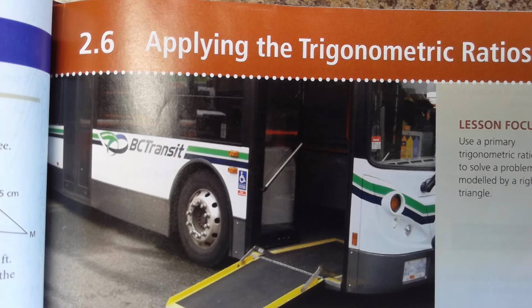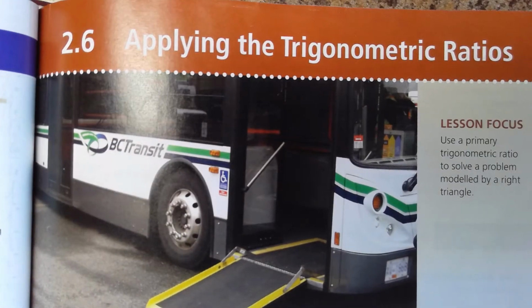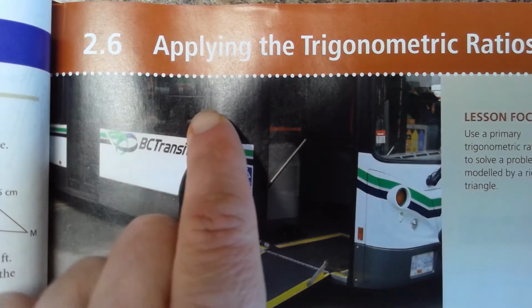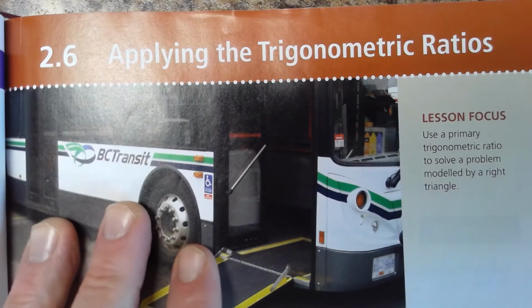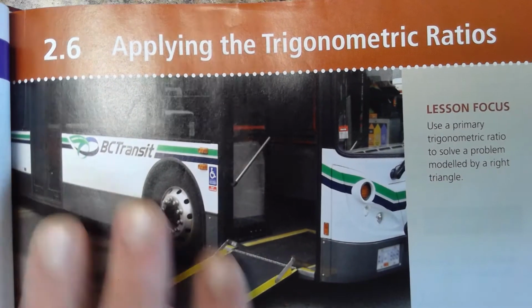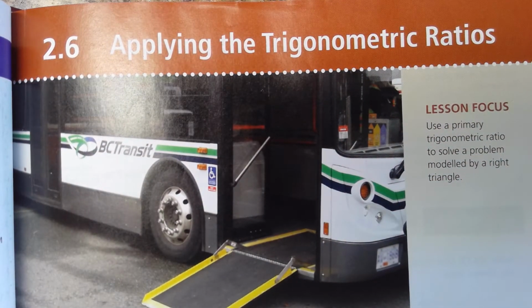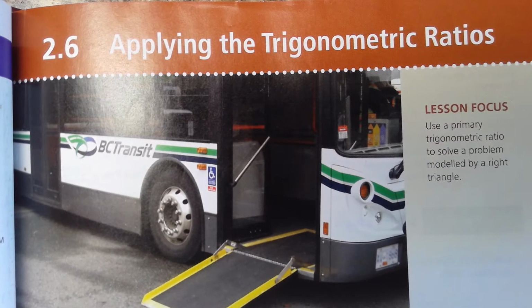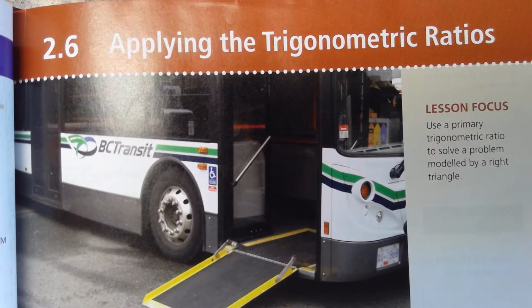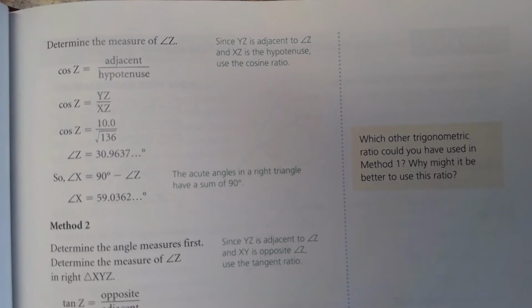Okay, now for the next lesson in our unit on triangles, trigonometry. Beginning on page 105, applying the trigonometric ratios. Now that we know about each ratio, sine, cosine, tangent, we now begin to apply them in different ways. So let's flip over to page 106.